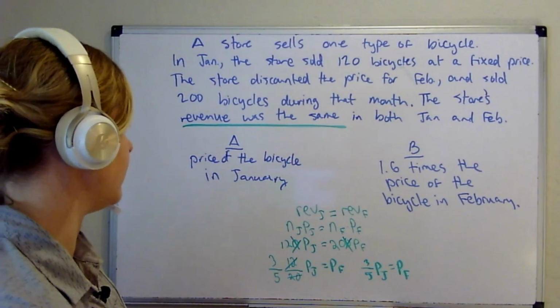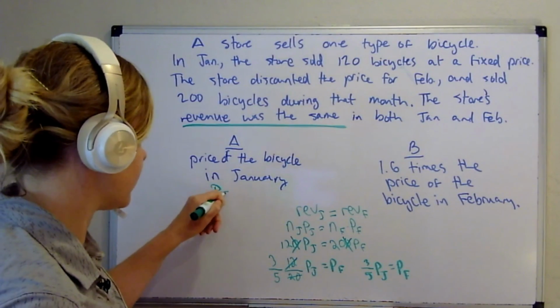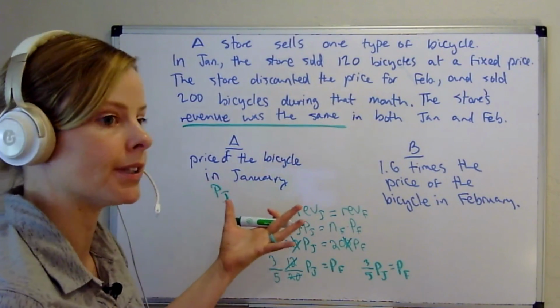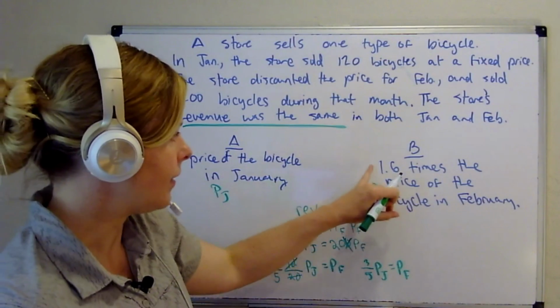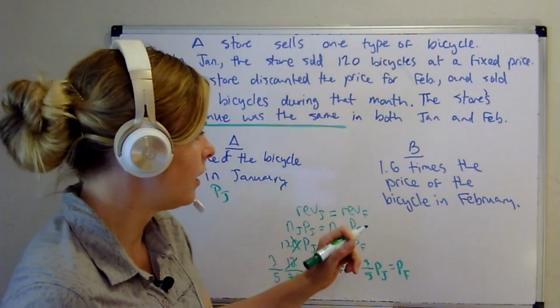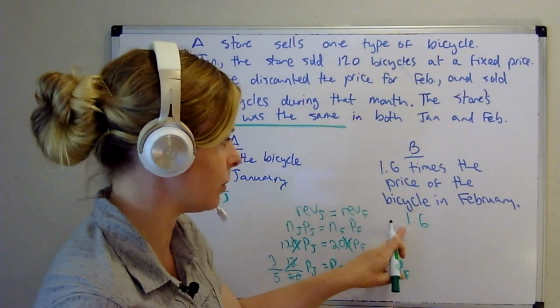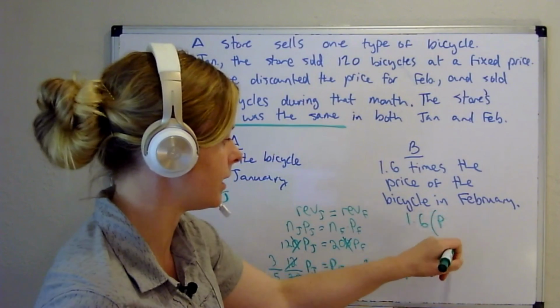A is the price of the bicycle in January. I think it's easy just to keep that straight up as my price in January is what I've got on my one side of my comparison. And then here we've got 1.6 times the price of the bicycle in February. So simple conversion and translation there is just 1.6 times my price in February.